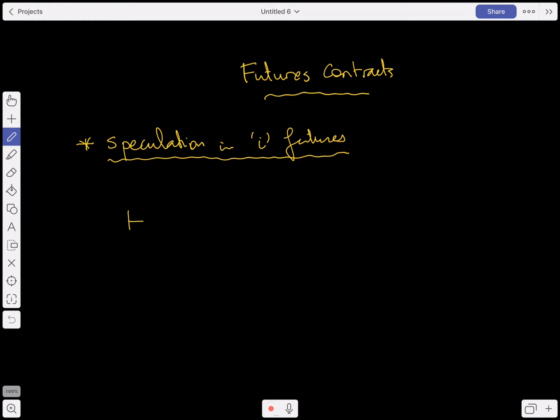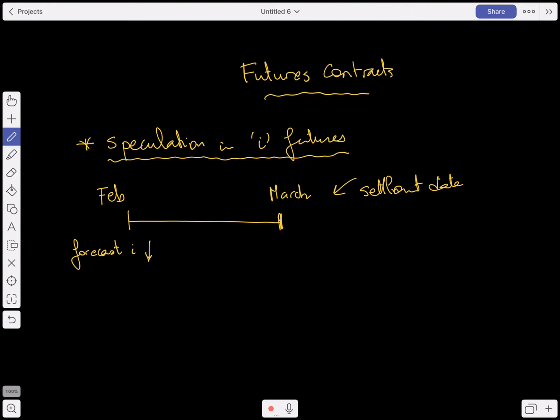So let me assume that this is the time frame that we have, and that this is starting in Feb, and this is March, which we call the settlement date. Okay, and then suppose that you as an investor, you are here and you're forecasting interest rate to fall in March, or in other words, the value of your bonds would increase.